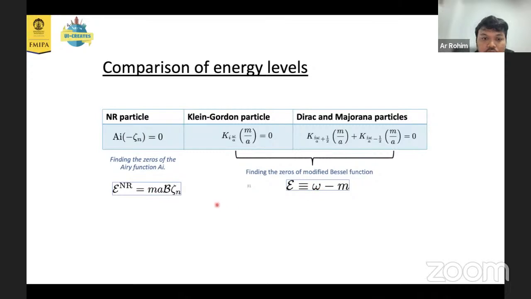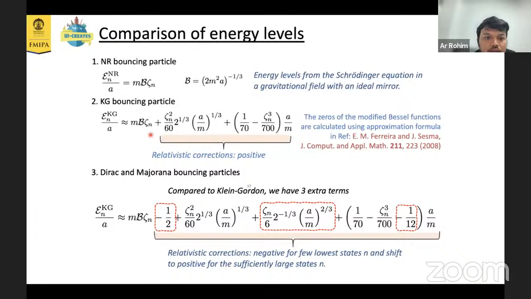Then we can compare these two energy levels. This one is the energy level of the Dirac bouncing particles. If we solve for the zeros of the modified Bessel function using this reference, which you can check in the literature, we obtain these expressions. And this one is for the non-relativistic bouncing particles, corresponding to the Schrodinger equation in a gravitational field with an ideal mirror, where the boundary condition is the Dirichlet boundary condition, while for this one the boundary condition comes from the MIT bag model.